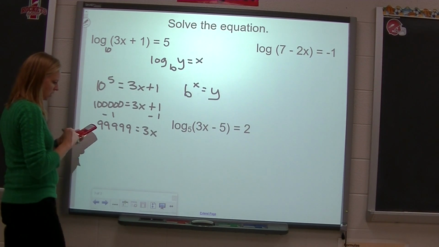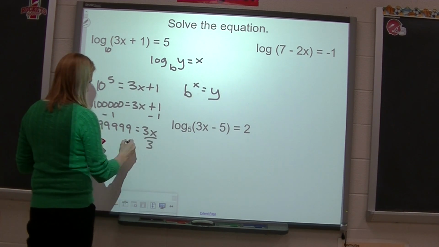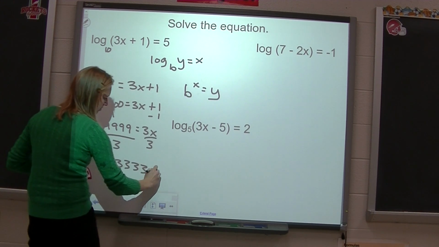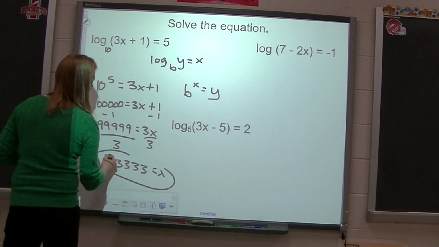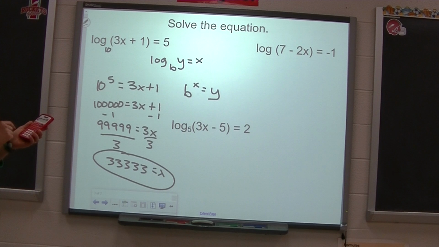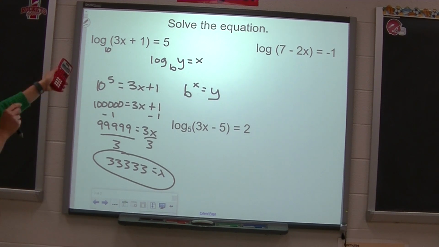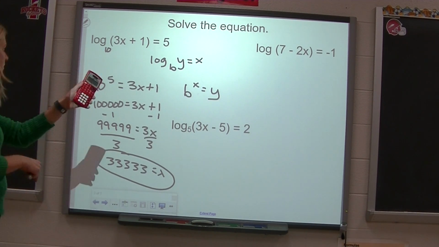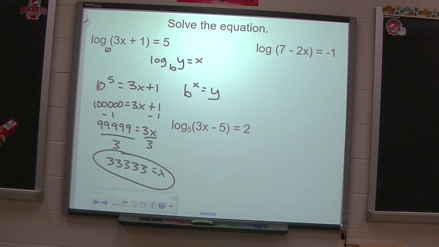Divide that by 3, and we get 33,333 is our x. Which, when I type it in my calculator to check, I can hit the log because it's base 10, I can use my calculator. If I do log of 3 times 33,333 plus 1 and hit enter, it says 5. So I did that one right. Checks out.